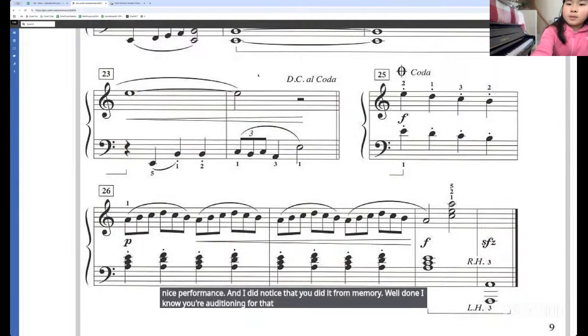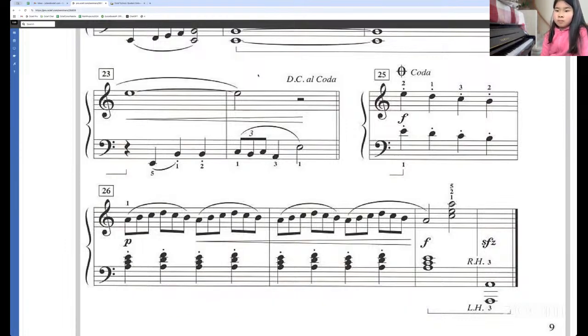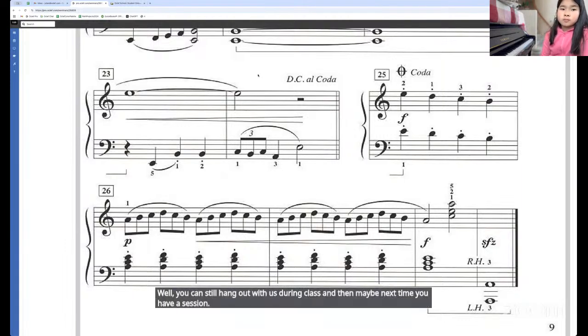Pratish, did you figure out the suppression or not? Not yet. I don't really know. You didn't figure it out? Okay. No. Well, you can still hang out with us during class, and then maybe next time you have a session, just talk with your teacher just to work out the issue.